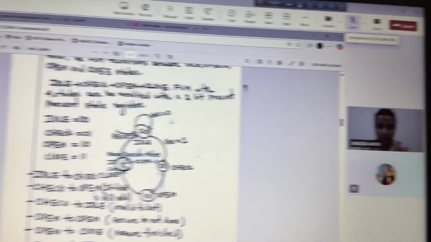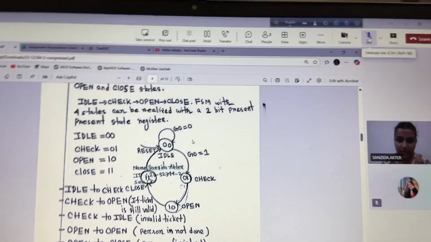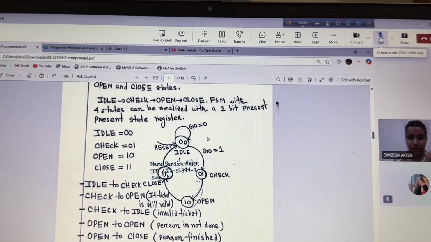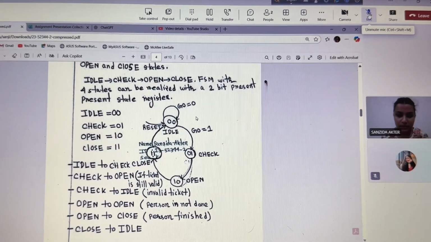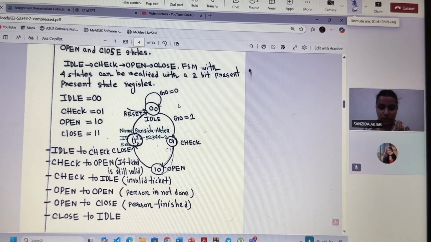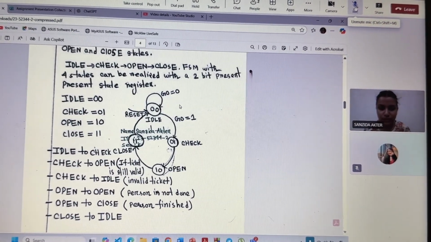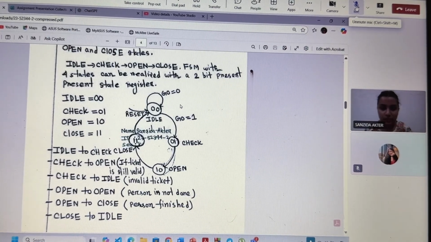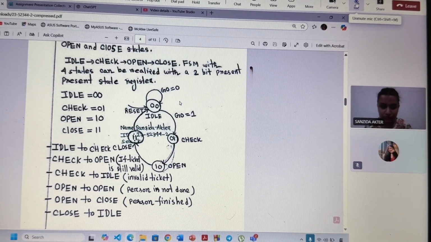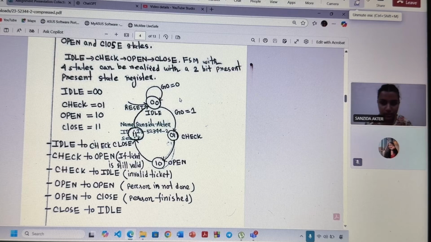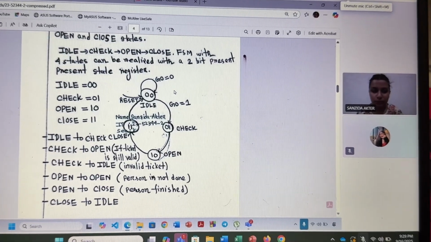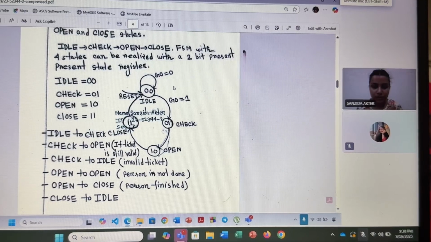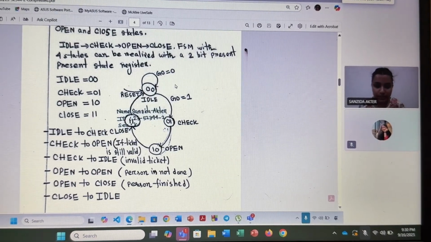The logic is straightforward. When the gate is idle and a ticket is detected, the machine goes from idle to check. If the ticket is valid and the passenger limit has not been reached, it moves to open so the gate rises. Otherwise, it returns to idle. When the crossing sensor signals that the passenger has cleared the gate, the FSM moves to close and then back to idle to await the next passenger.